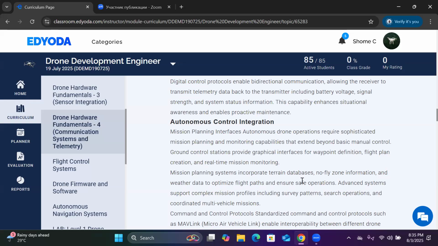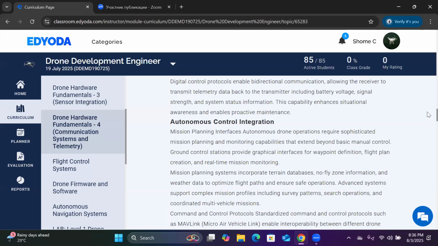So mission planning systems incorporate terrain databases, no-fly zone information, and weather data to optimize flight path and ensure safe operation. Advanced systems support complex mission profiles, including survey patterns, search operations, and coordinated multi-vehicle missions.